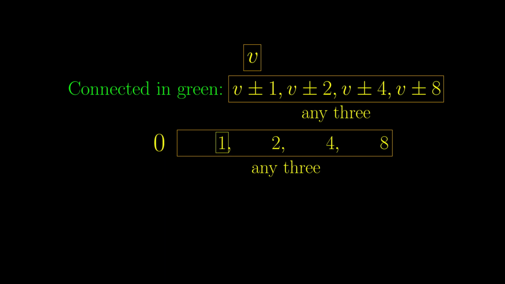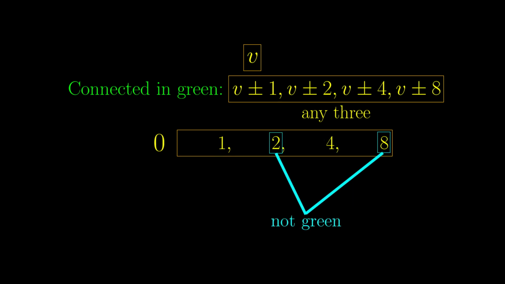Now if 1 is selected, then either 4 or 8 or both are selected. But if 1 and 4 are selected, then the edge joining 1 and 4 is not green. And also, the edge joining 1 and 8 is not green. If 1 is not selected, then that means 2, 4, and 8 are selected. But then, vertex 2 and vertex 8 is not connected in green. So in all cases, no 4 vertices can be all connected in green.